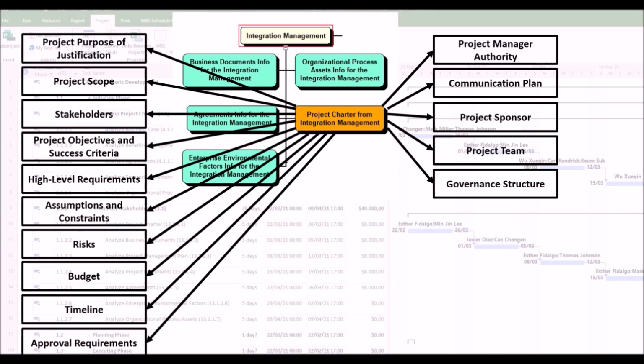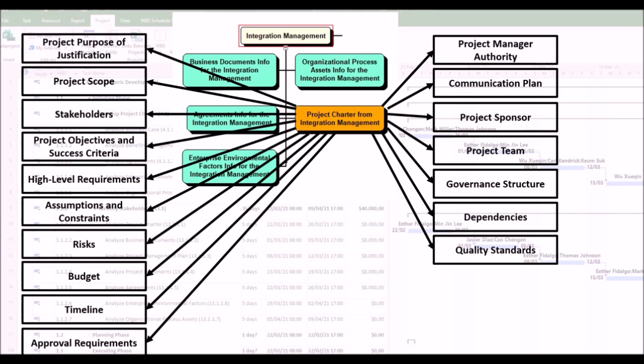15. Governance structure. With relation to governance model, description of the governance structure that will oversee the project, including any steering committees or oversight bodies. 16. Dependencies. With relation to key dependencies, identification of any external or internal dependencies that could impact the project. 17. Quality standards. With relation to quality criteria, high-level description of the quality standards that the project must adhere to.